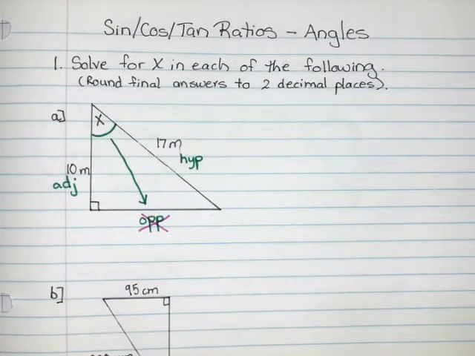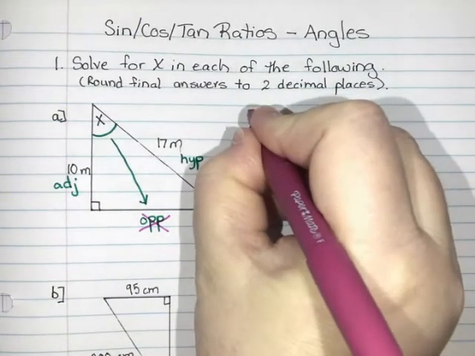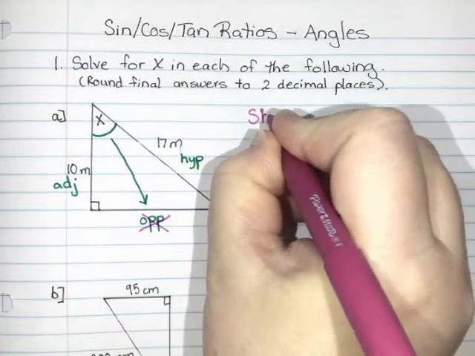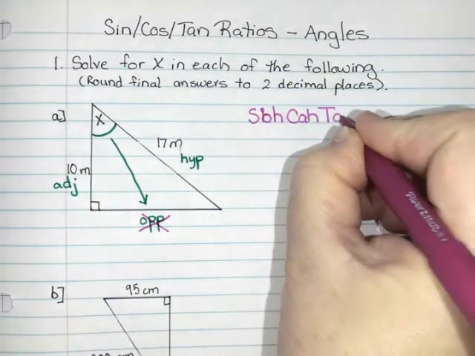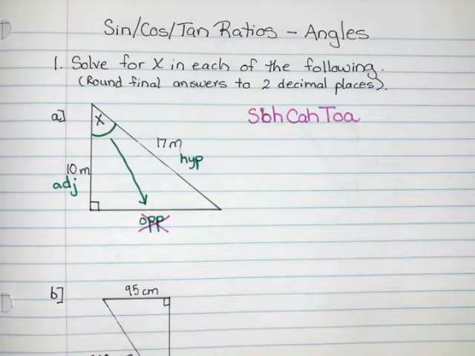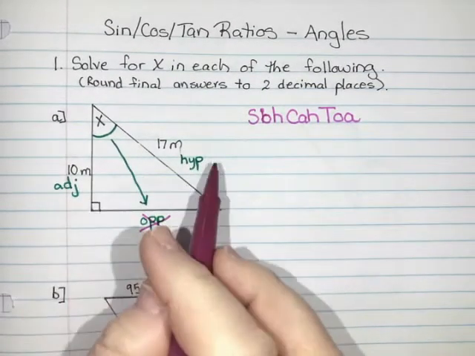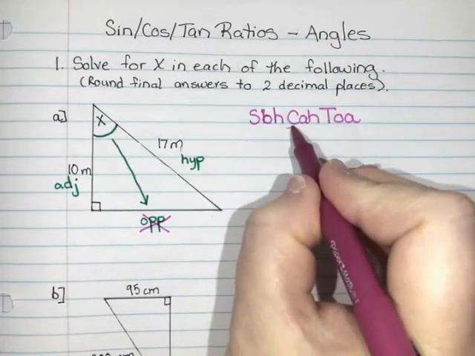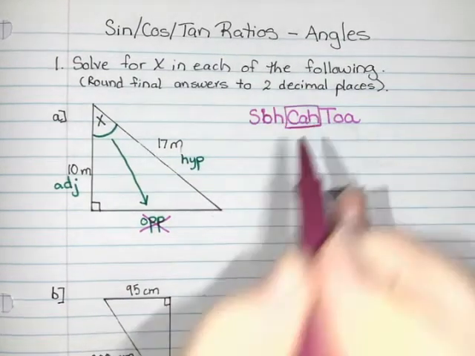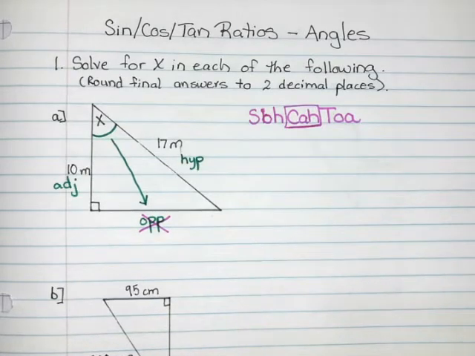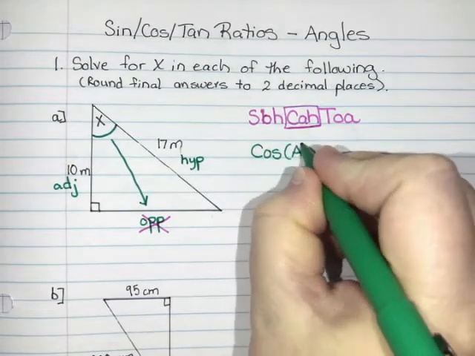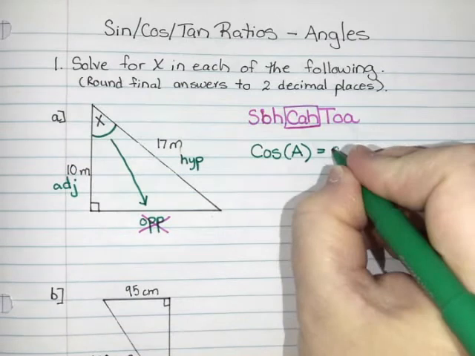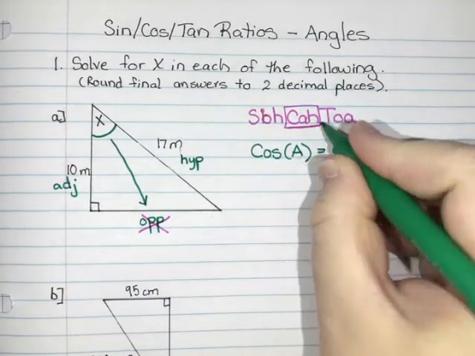So to help me remember which combination of sides goes with which ratio, I like to remember the word SOHCAHTOA, which I just spelled wrong. So it's S-O-H-C-A-H-T-O-A, SOHCAHTOA. So I have adjacent and hypotenuse, that's A and H. The A and H would be cosine, or the C. So I want to make sure that we're using the ratio cosine. So cosine of angle A is A adjacent divided by H hypotenuse.